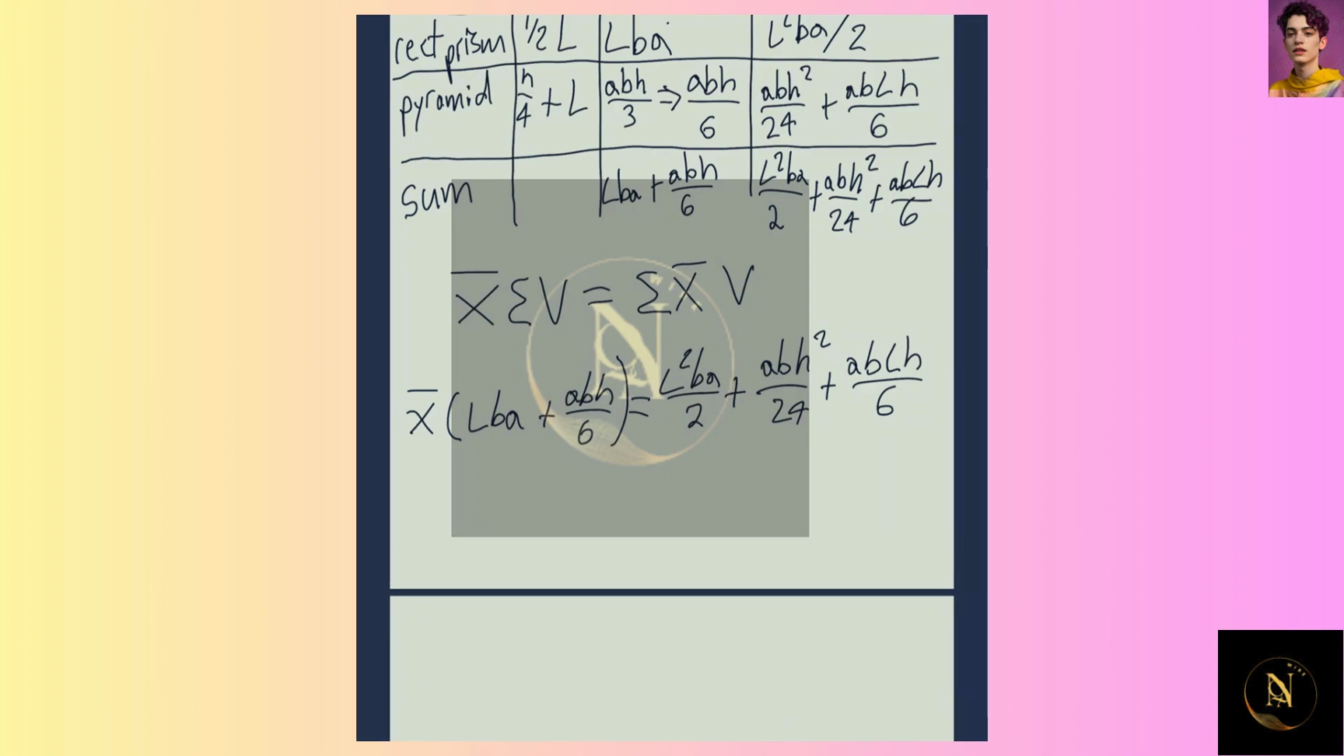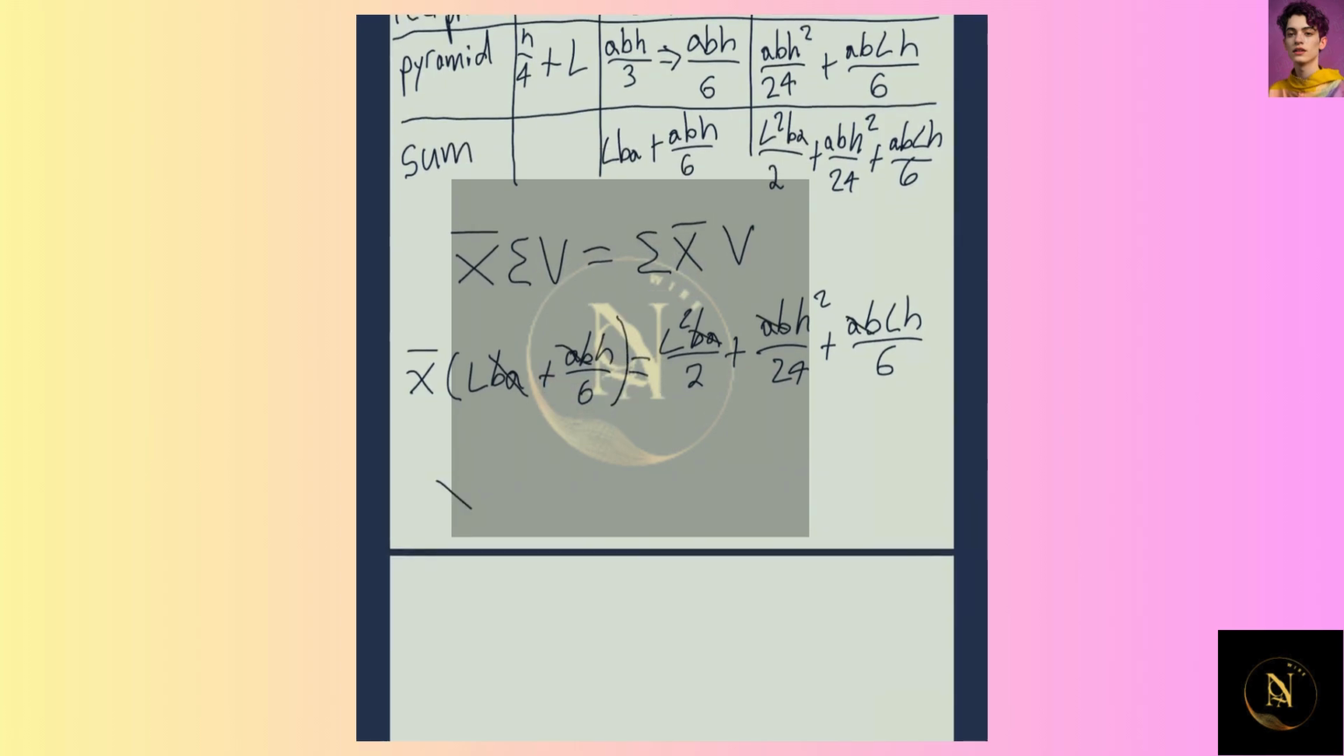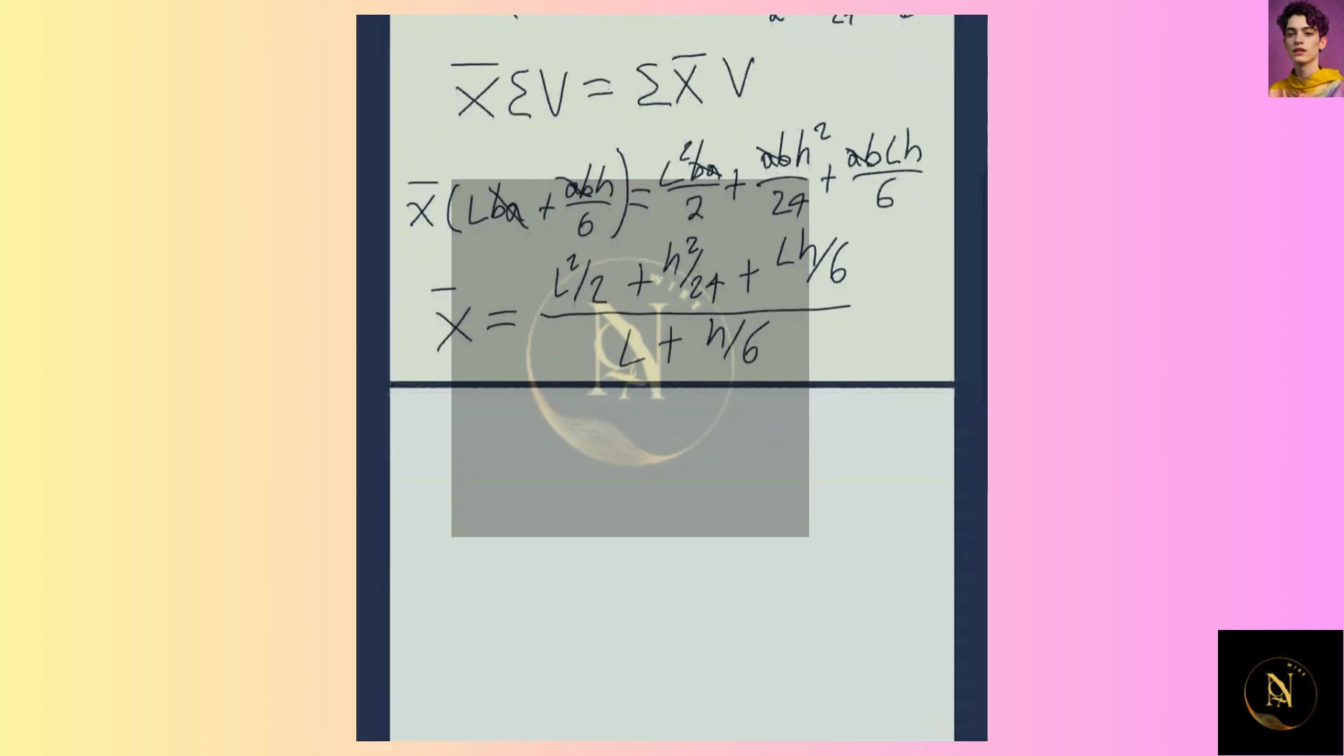Now on both sides of the equation we have A and B in each value, so we can cancel those. We get that the centroid is equal to L squared over 2 plus H squared over 24 plus LH over 6, divided by L plus H over 6.